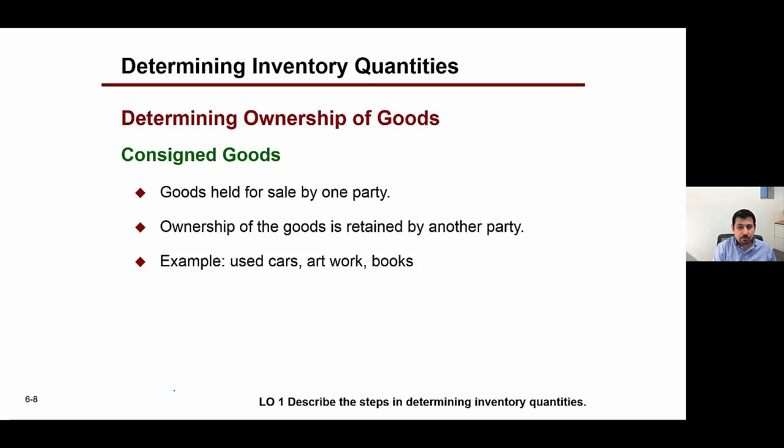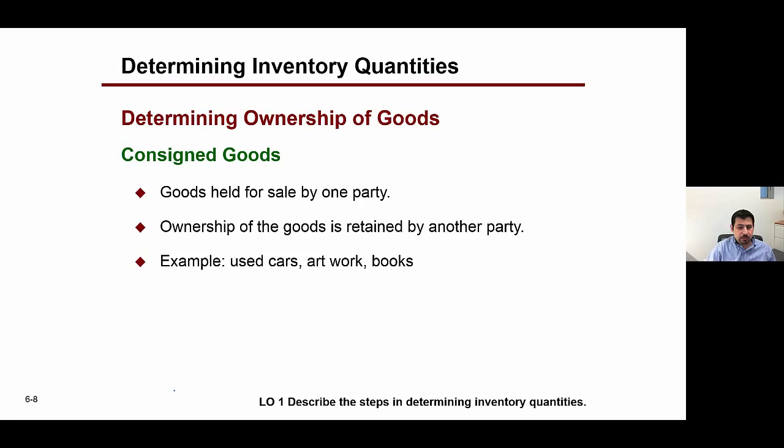Now, there's also another kind of ownership that is called consigned goods. This is the goods that a company might sell for a third party. At this point, the ownership is still with the third party.